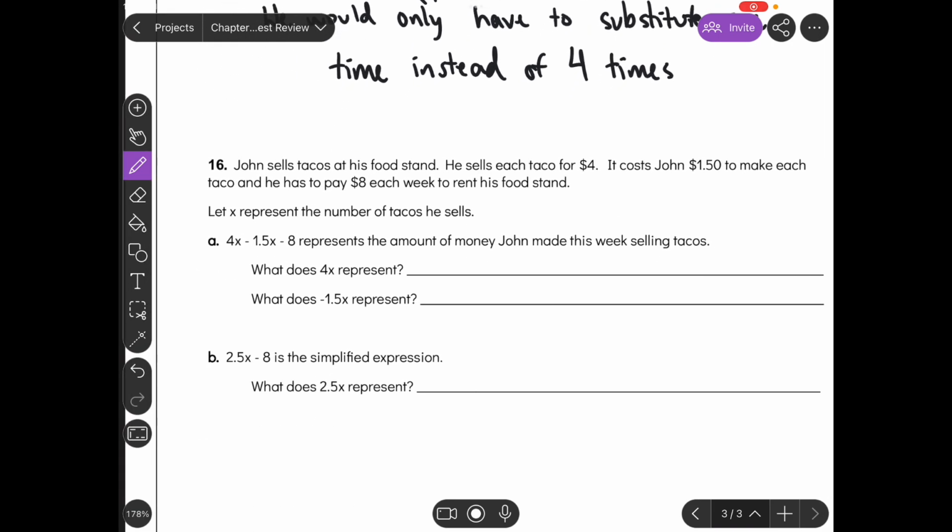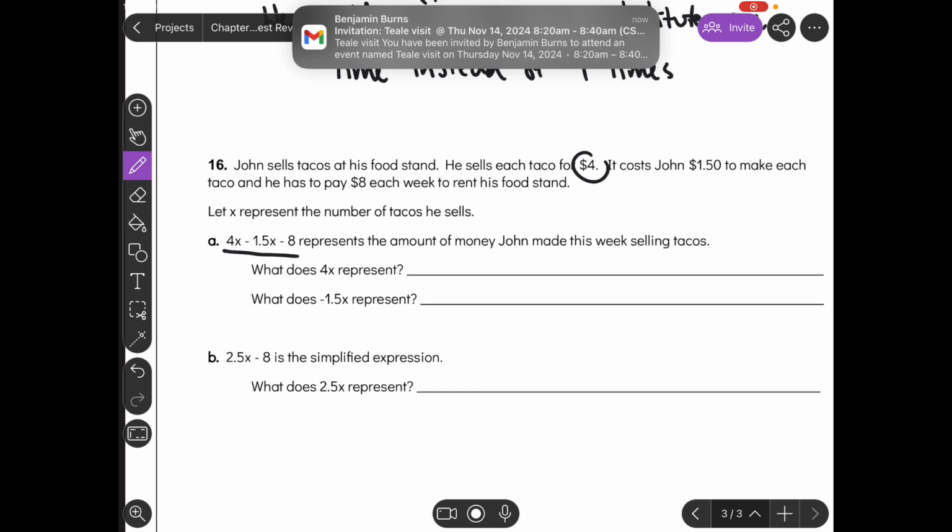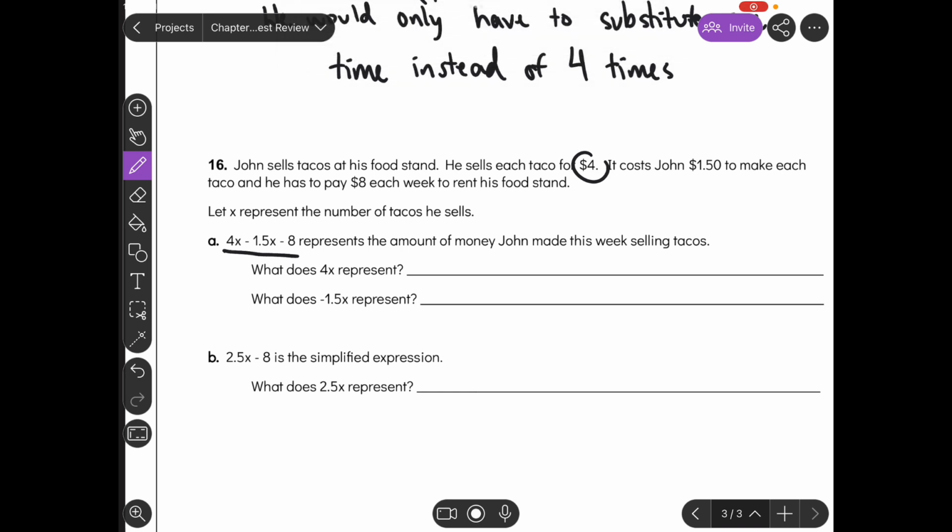Last question here, number 16 says John sells tacos at his food stand. He sells each taco for $4. It costs John $1.50 to make each taco, and he has to pay $8 for rent. Okay, so if I were to describe the situation, this is what I would put as an expression. 4x, well, that's right there. He sells each taco for $4. Okay, so we could say that this is the amount each taco sells for.